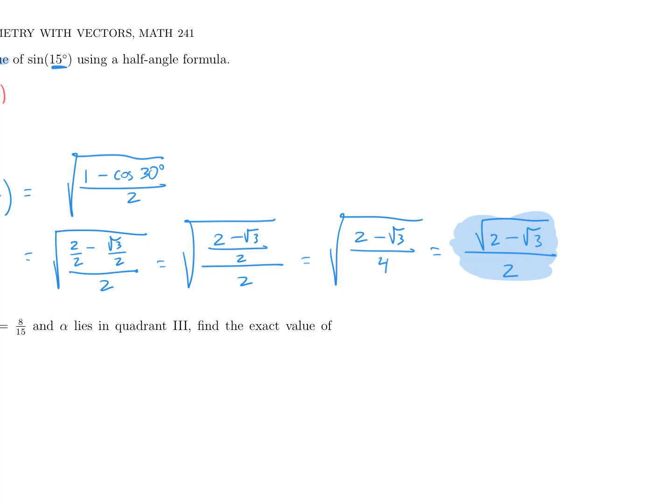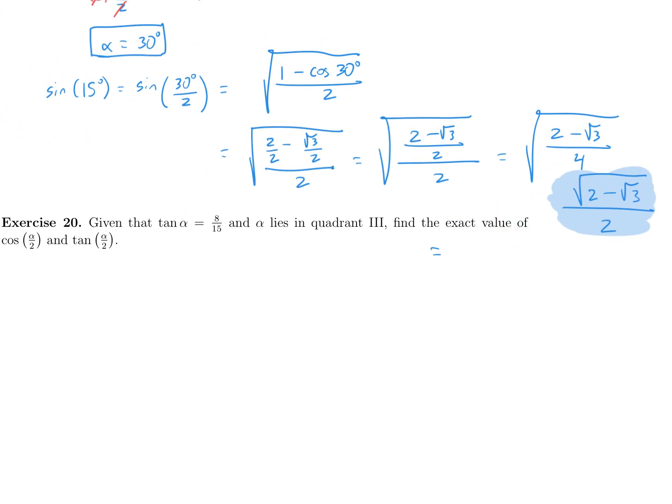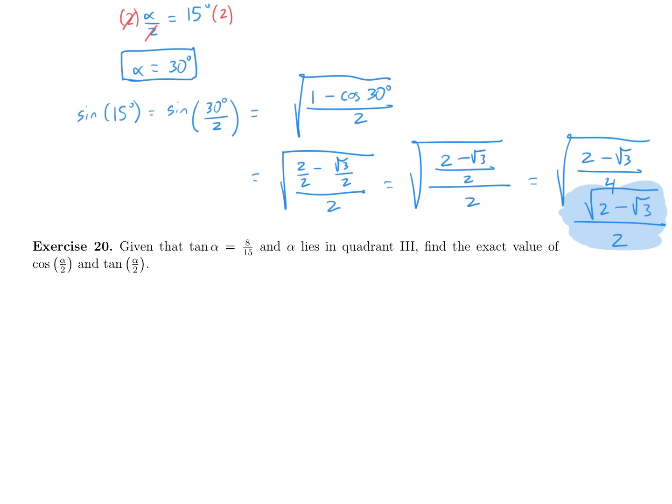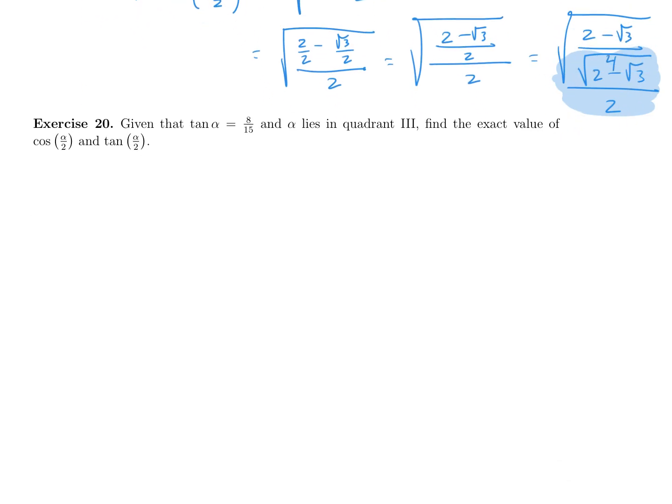Okay, moving on. Let's look at another type of problem here. Okay, it says given that tangent alpha is 8/15, alpha lies in quadrant 3, find the exact value of those two half-angle trig functions. Okay, so let's do that now.